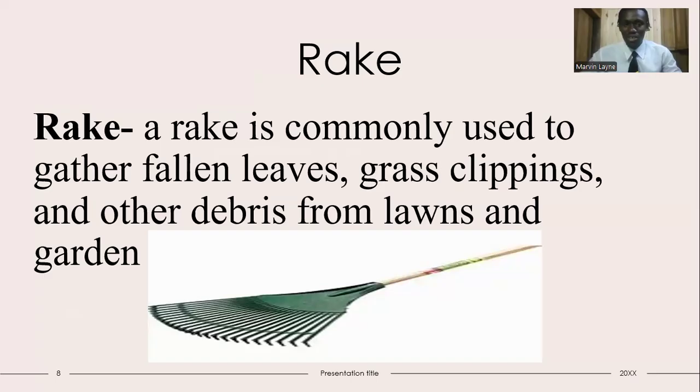Next, we have the rake. And a rake is commonly used to gather fallen leaves, grass clippings, and other debris from lawns and gardens. So after you would have used, let's say, the cutlass to clear down the bed from the weeds, well, then we need something else to gather up the grass so that we could pick it up and get rid of it. And the ideal farm tool is the rake.